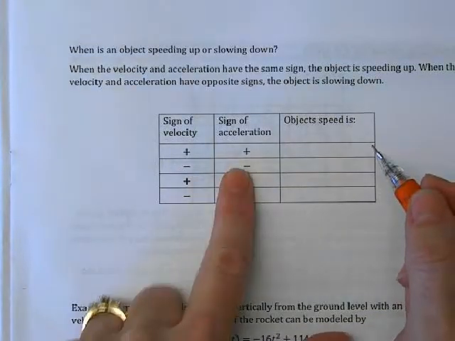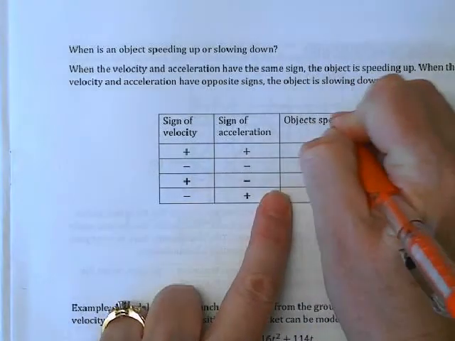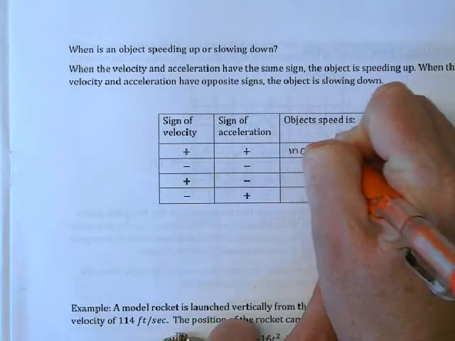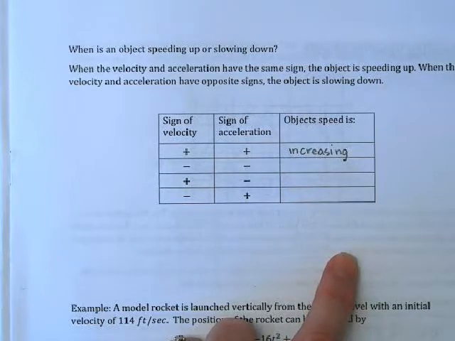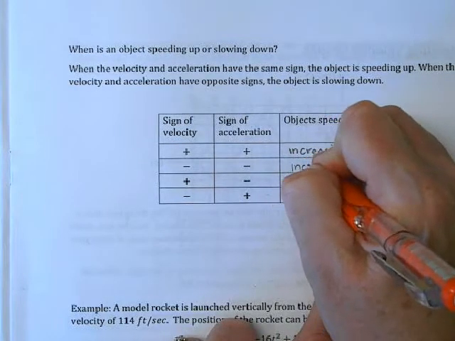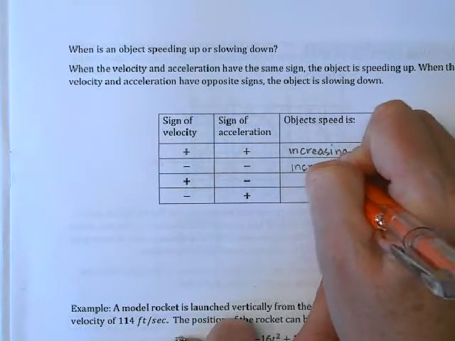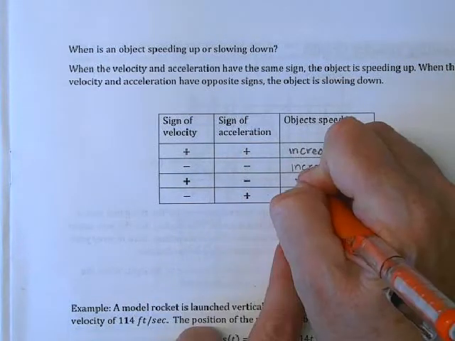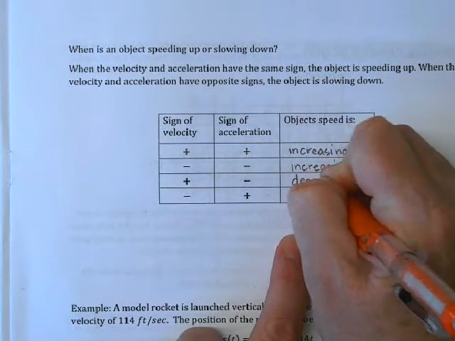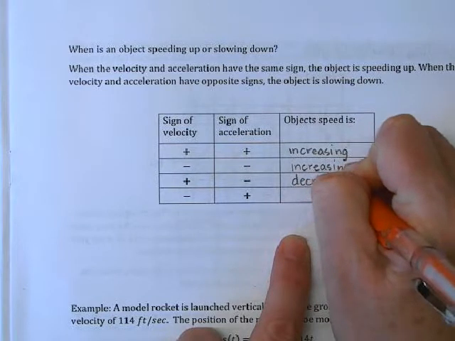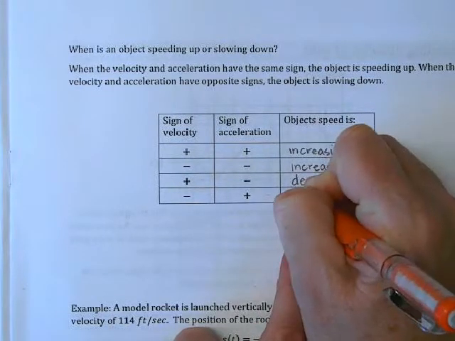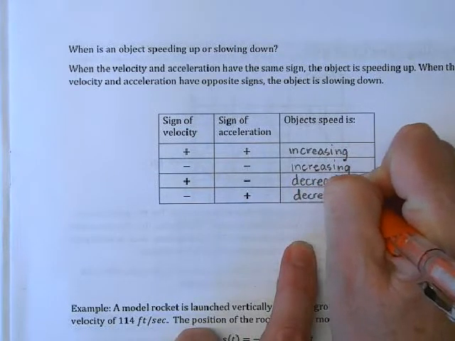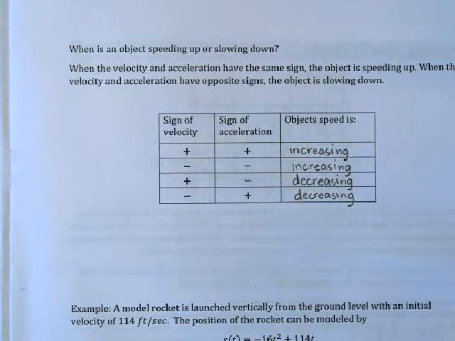So here we can see that if they're both positive, the object's speed is increasing. If they're both negative, the object's speed is also increasing. Now, if those signs are opposite, the object's speed is going to be decreasing. And you can just memorize this, but I like it if you can understand why.